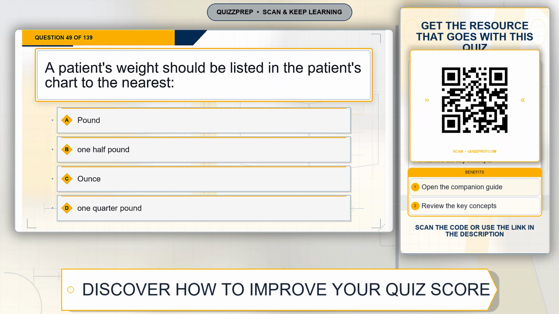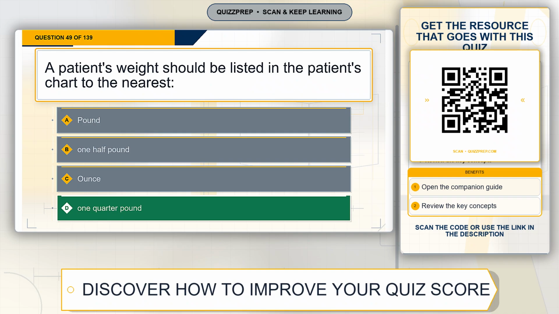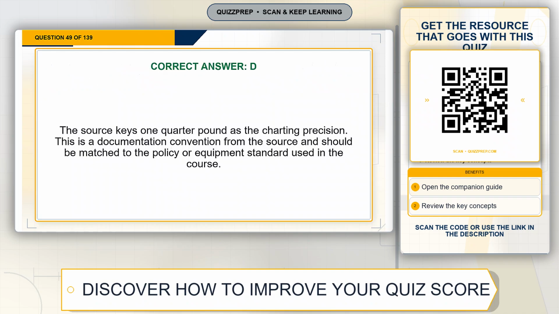A patient's weight should be listed in the patient's chart to the nearest: Option A, pound. Option B, 1/2 pound. Option C, ounce. Option D, 1/4 pound. The correct answer is option D, 1/4 pound. Explanation. The source keys 1/4 pound as the charting precision.